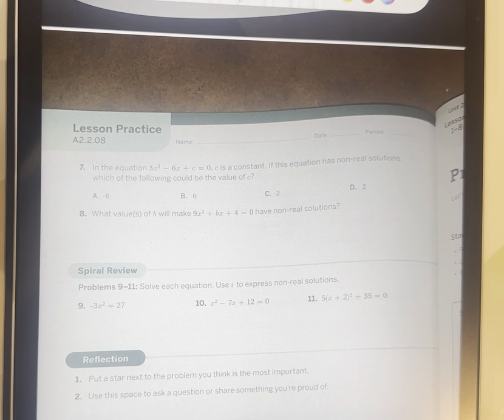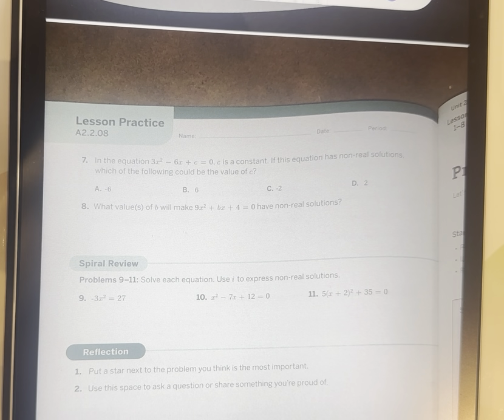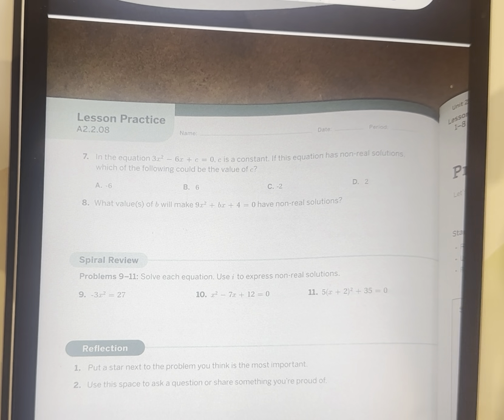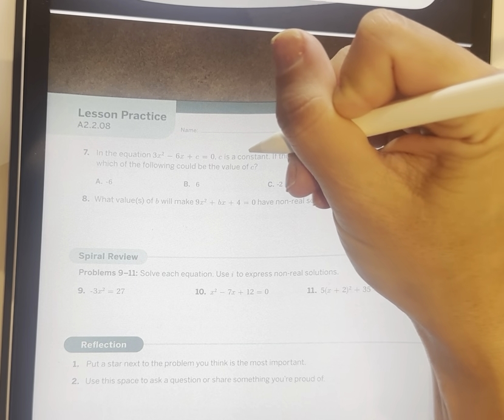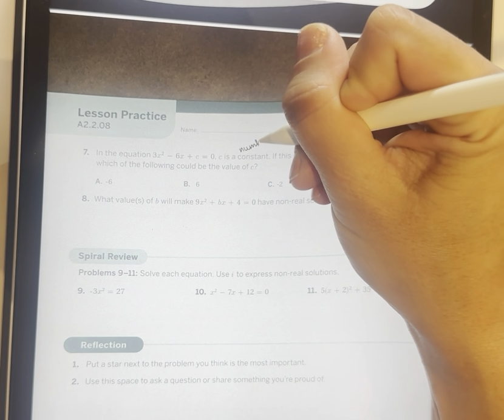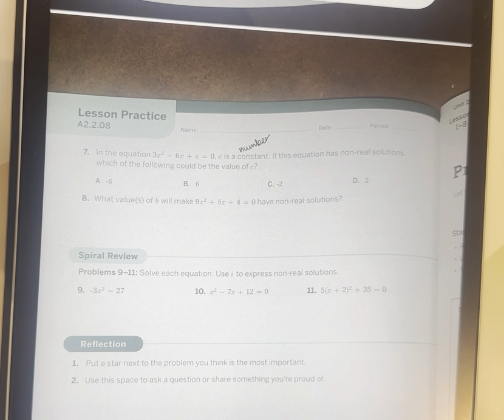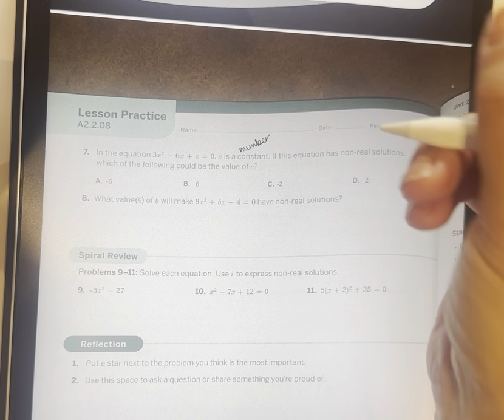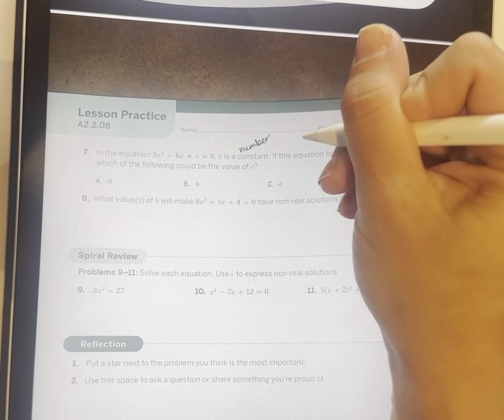In the equation 3x squared minus 6x plus c equals 0, c is a constant. Constant means just a number, like a normal number, okay? If this equation has non-real solutions, which of the following could be the value of c? Ooh, let's go check it out. So we would use the quadratic formula, right?